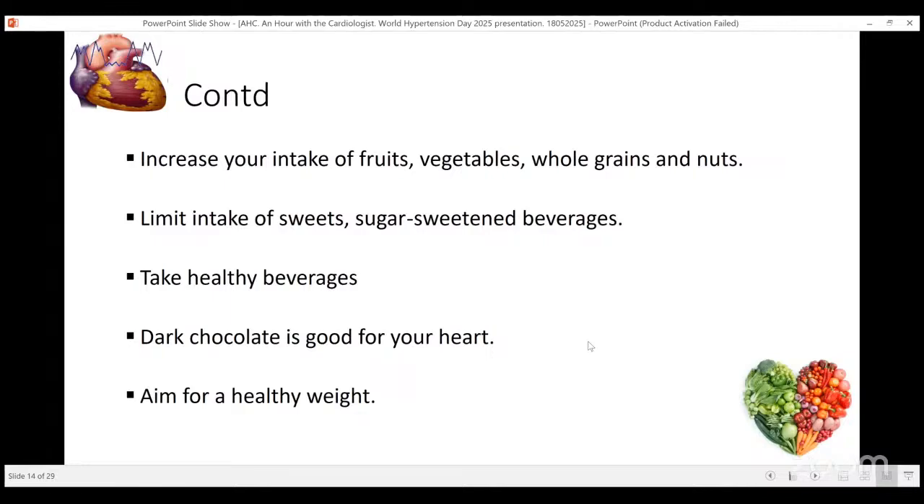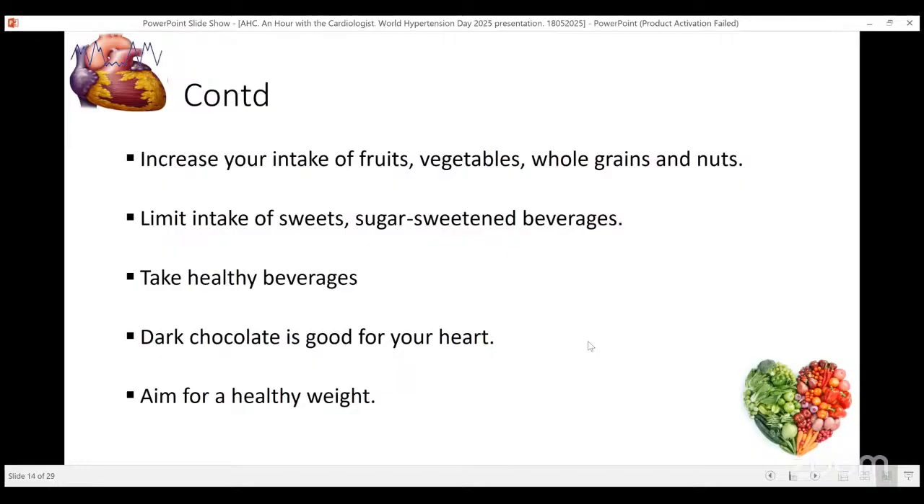Limit intake of sodas and sugar-sweetened beverages. Take healthy beverages, okay? These are things that will help you. Healthy beverages like tea, green tea, and the rest. Dark cocoa, dark chocolate is also quite good.